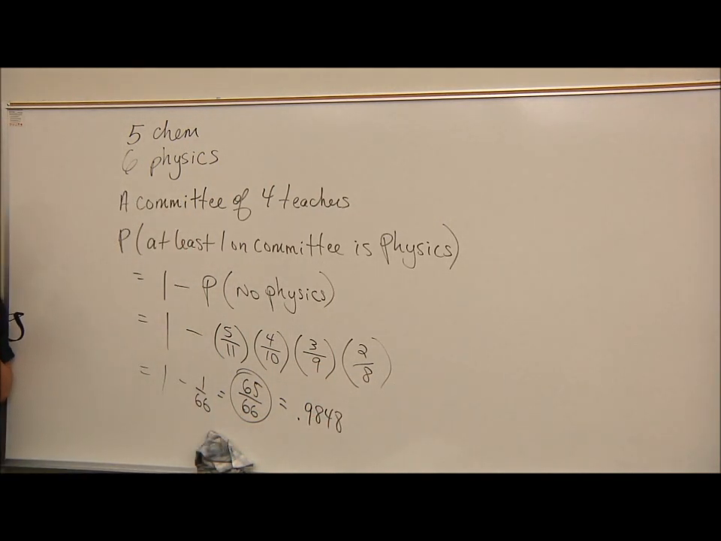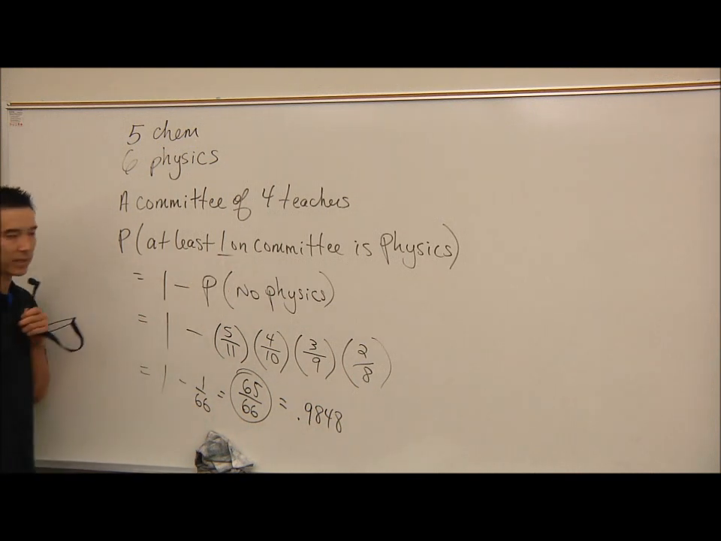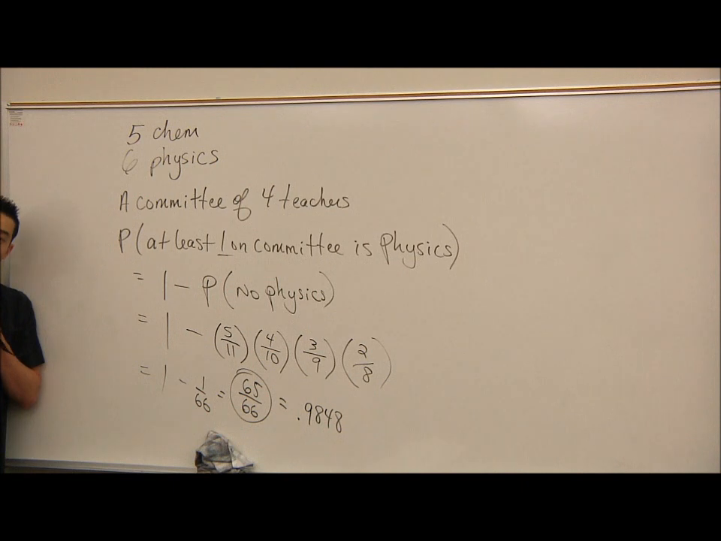5 chemistry, 6 physics. What's the probability at least one of them on this committee is physics? You can't do it straightforward, but you can do the complement. You can do none of them are physics, and then do 1 minus that, and that equals at least one is physics.